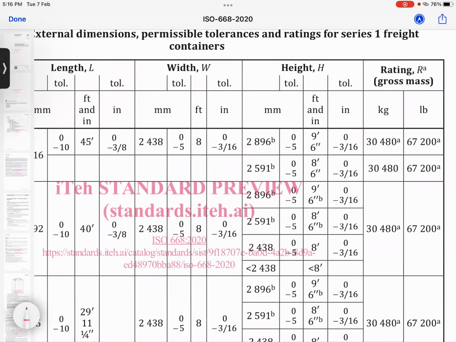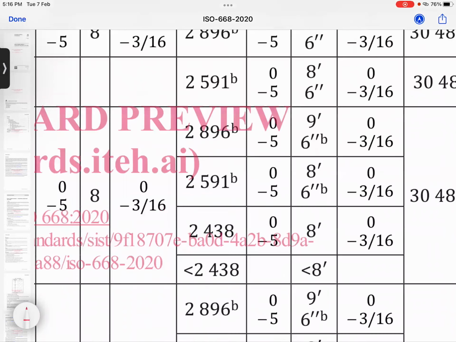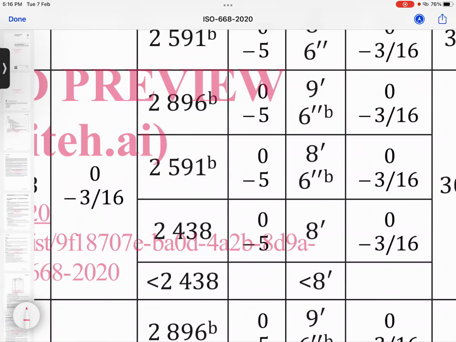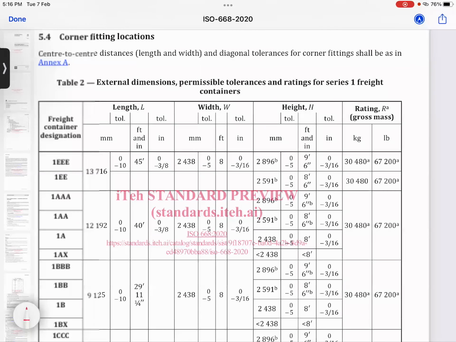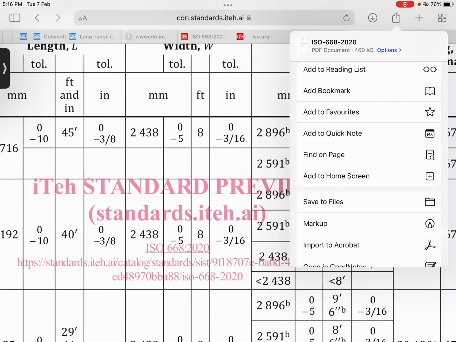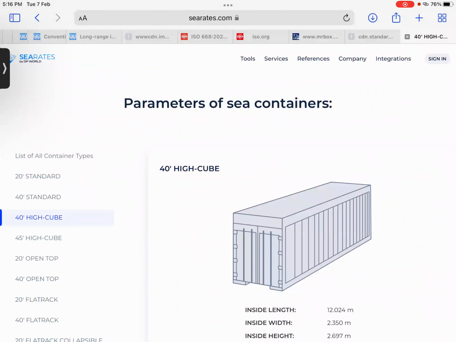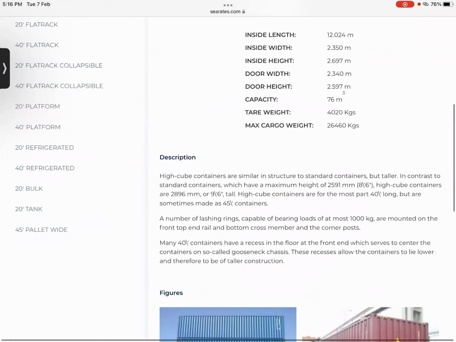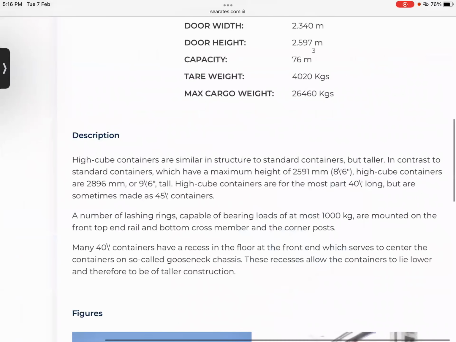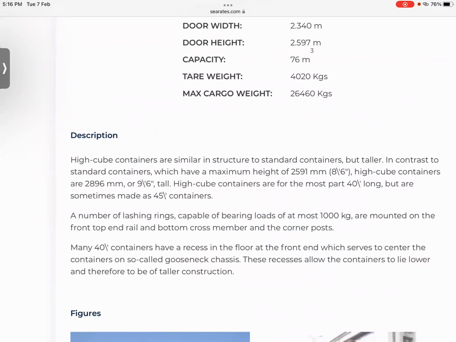This is because there are 3 different designs of the container. This normal 8 foot is a standard container. The other 2 categories are called high cube containers, right? Their height is a bit more. See, this is the one, high cube. High cube containers are similar in structure to standard containers, but taller. The height is more.